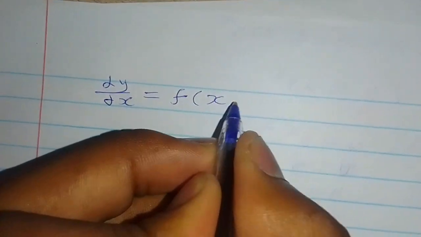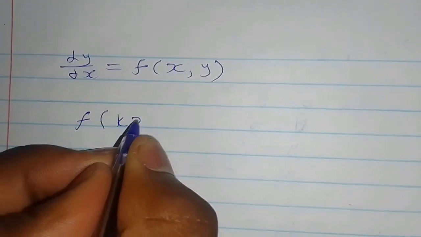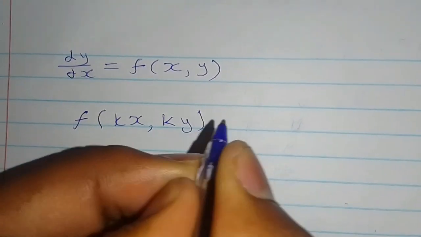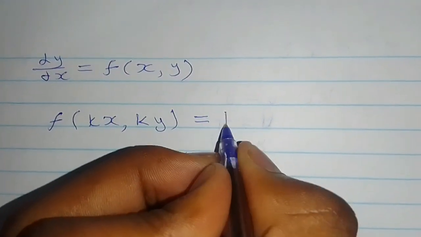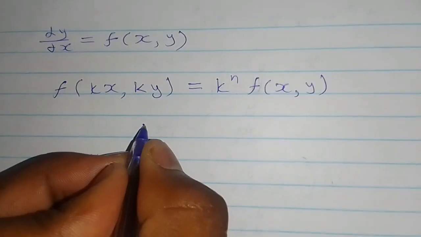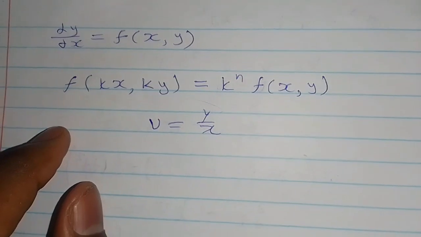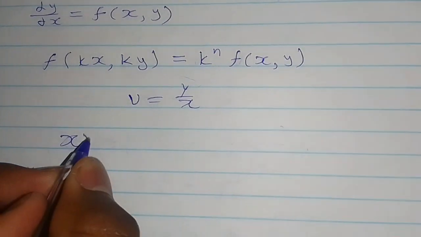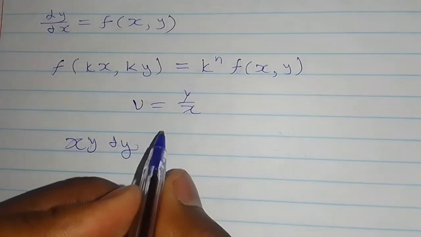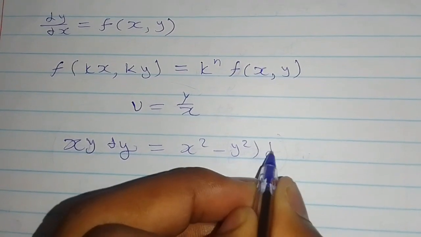If you can rewrite dy dx, let's say we rewrite dy dx as some function of x, y, f of x, y. If you evaluate f at kx, ky, and you get some k to the n times f of x, y, then your equation is homogeneous. Then you can plug in u equals y over x. That's your substitution in this case. Let's say we have xy dy equals x squared minus y squared dx.